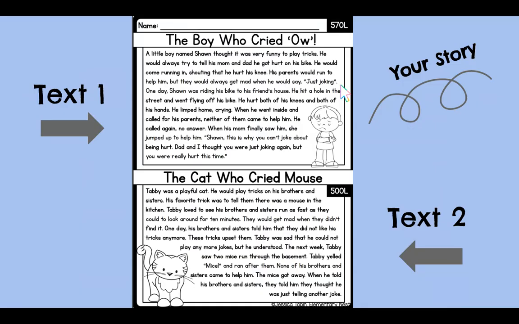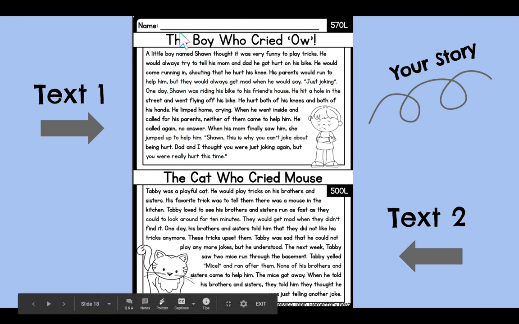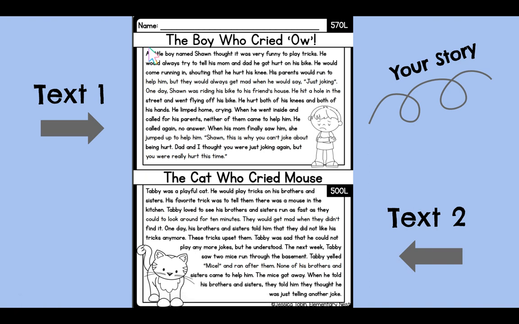So, this is your story for today, friends. You are going to be reading The Boy Who Cried Ow and The Cat Who Cried Mouse. Okay, so this is text 1 and this is text 2. So, I am going to read this story with you, and then you are going to get the chance to read it again on your own, okay? So we are going to get to read this text twice. So the same thing as the last story. I just want you all to follow along with me. You should have this paper copy of this text in front of you, and if you don't have it in front of you yet, then just follow along with me as I read.